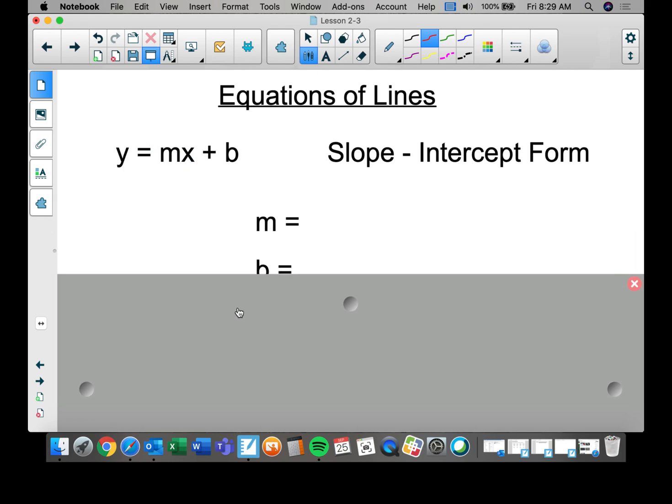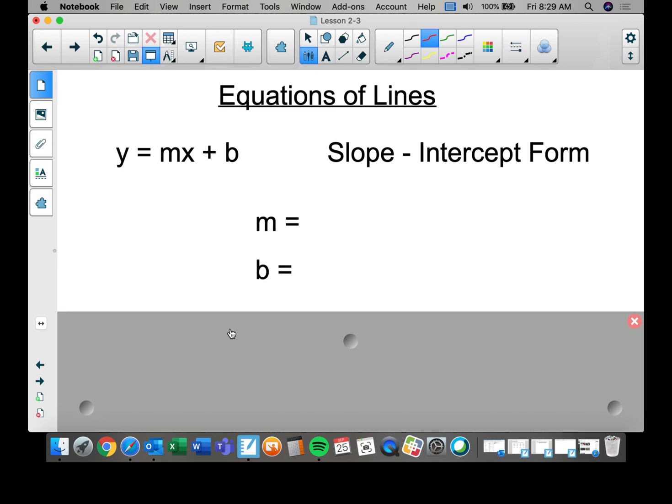So if we go down here, m and b, what do they stand for? If you remember back, m is your slope. Just one quick note, a common mistake that people make. Remember, the slope is just a number. You can think of it in terms of a fraction, but it's just a number. It is not the number with the x. It's the number in front of the x.